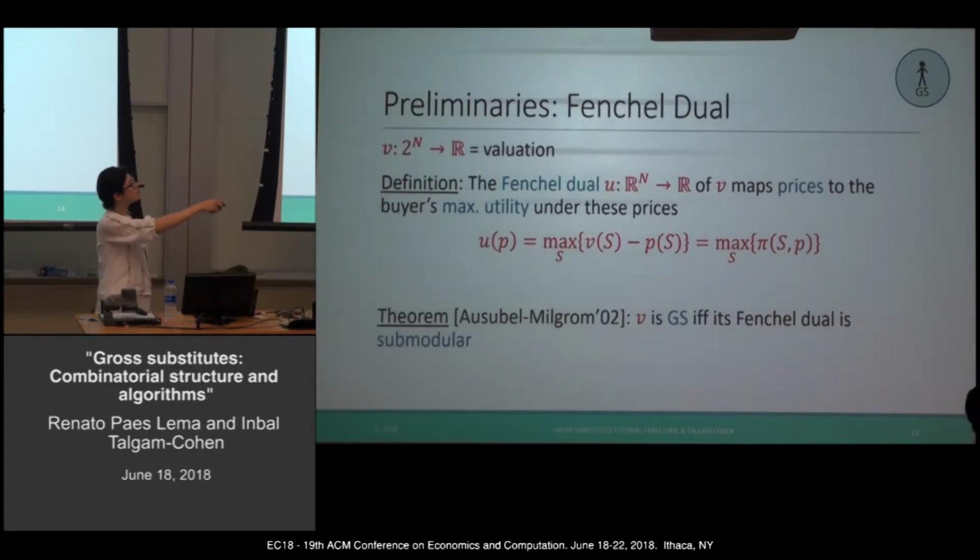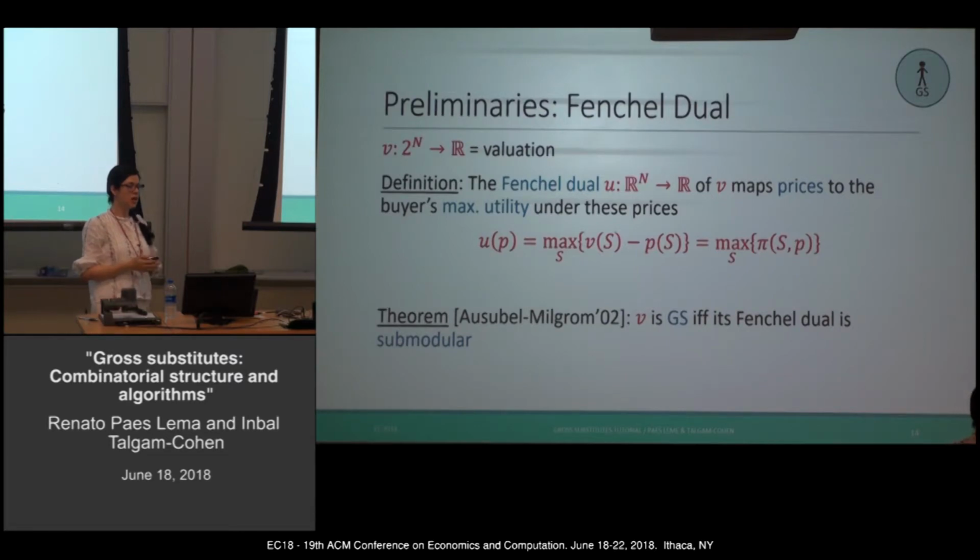So here notice that I'm talking about just a single valuation, and for this I'm defining its differential dual. Let V be the valuation. Its differential dual, I'm going to denote it by U. And it's a mapping from prices. So it takes a vector of prices, and it returns the buyer's maximum utility under these prices, if this buyer has the valuation V.